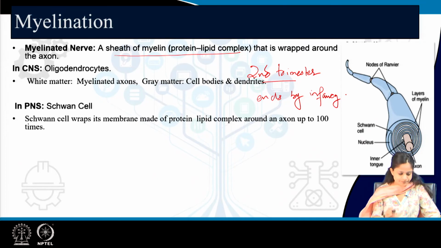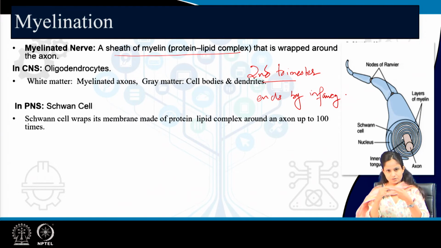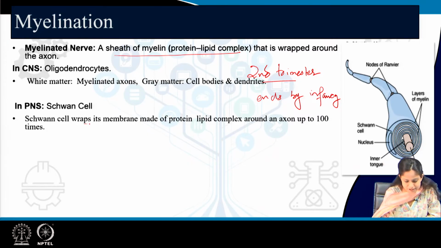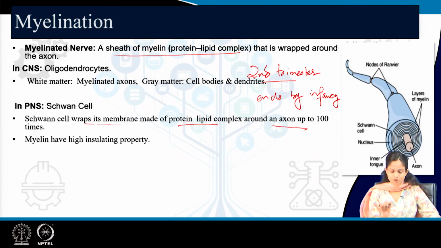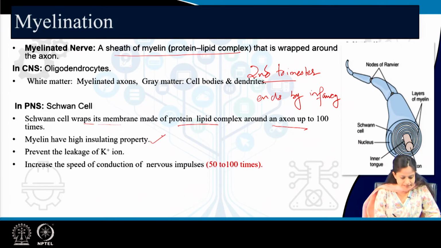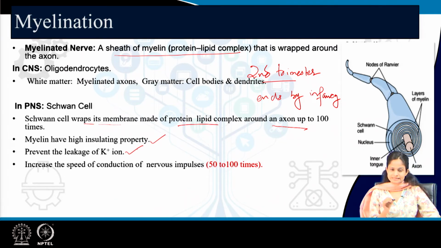Now what are the characteristics of this myelination? There is a neuron, the axon is there. Now it's just like wrapping a bandage. Whenever you wrap a bandage, you wrap it multiple times. It's the same way myelination occurs. The Schwann cell wraps its membrane made of protein lipid complex, that is the myelin sheath, around an axon up to 100 times. Now this myelin sheath has a very high insulating property. It prevents the leakage of potassium ions and it increases the speed of conduction.